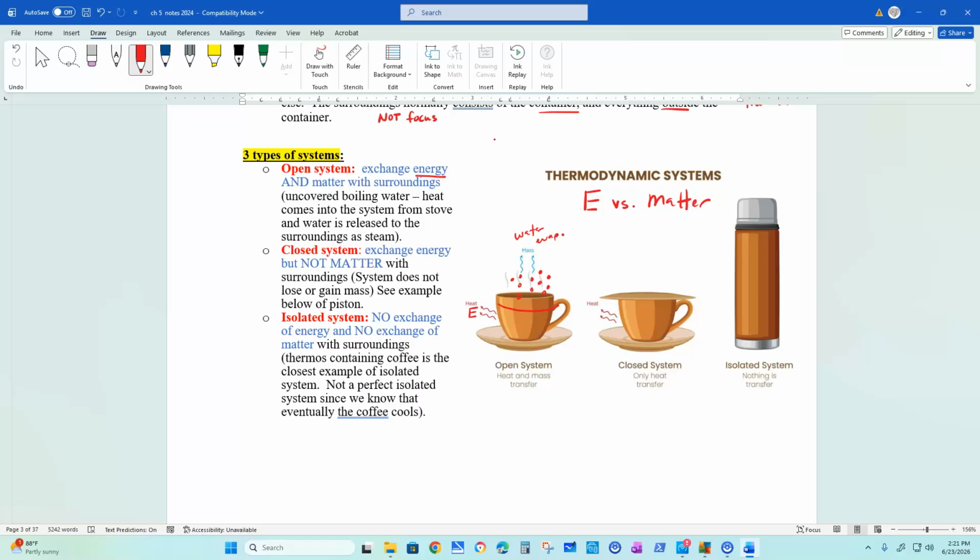A closed system means that you can only exchange heat, no matter exchange.